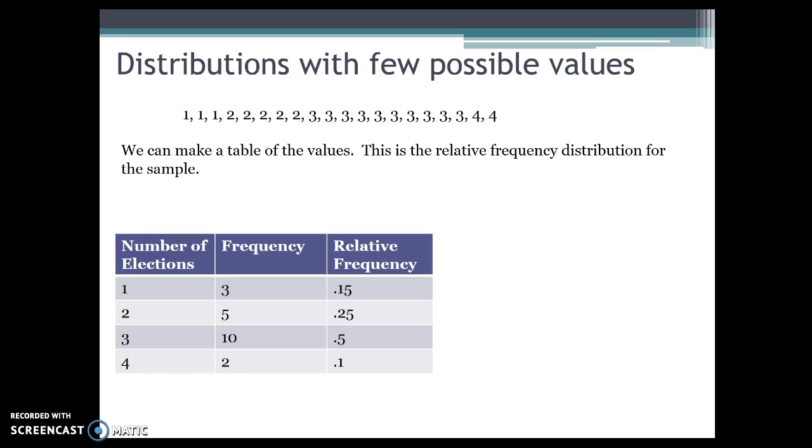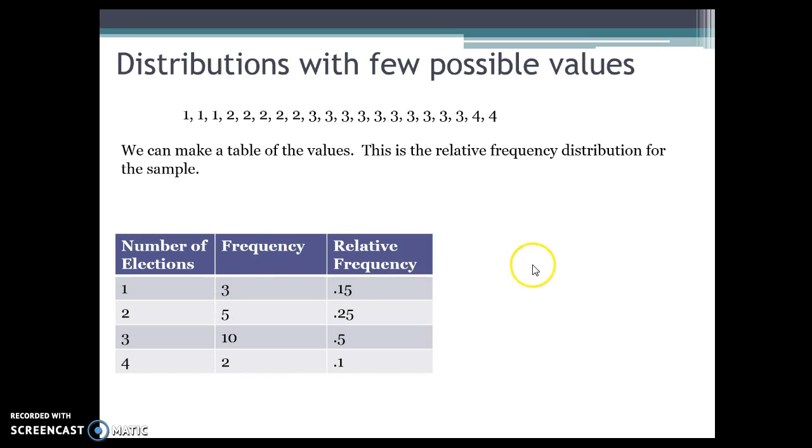This is a table of the values. So all we did was we went through and we said there are 4 possible values, 1, 2, 3, and 4, and then we counted the frequency. So this is just a tally. We had 3 1s, 5 2s, 10 3s, and 2 4s. And then to get the relative frequencies, we just said there are 20 observations. So 3 out of 20 is 15%. 5 out of 20 is 25%, 10 out of 20 is half, and then 2 out of 20 is 10%.